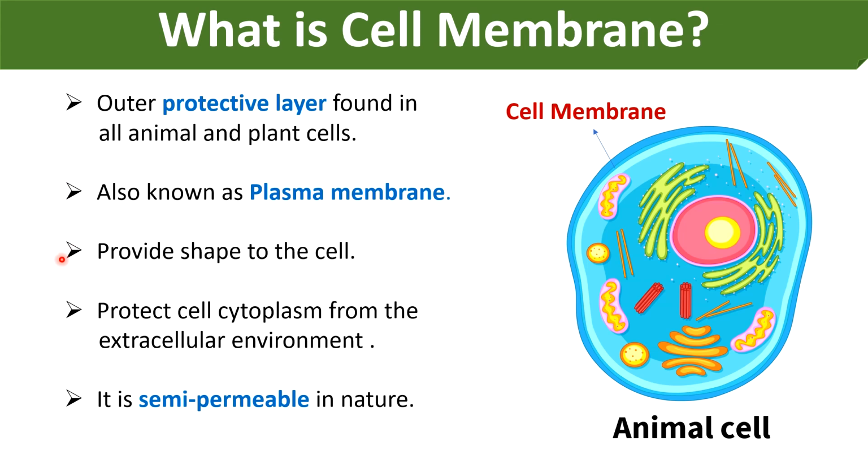It gives shape to the cell. Cell membrane also separates extracellular environment from the cytoplasm of the cell. Cell membrane is semi-permeable in nature, which means only selected materials can go inside and outside of the cell membrane.